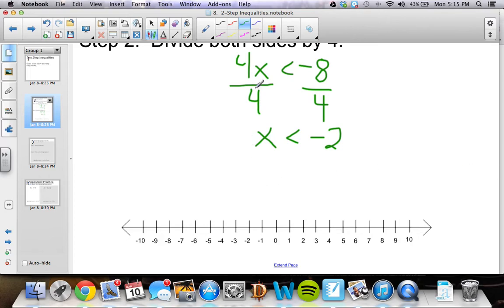Now let's go ahead and graph it. We're going to come over here to -2. It's going to be an open circle because it's less than. We do not count -2, everything right up to it. And we're going to go everything to the left of -2, which is less than. So there's the first problem. Hopefully those of you that did it on your own got it right.